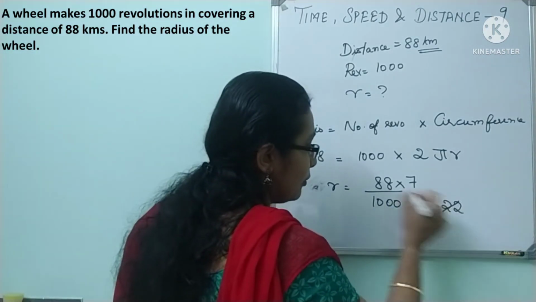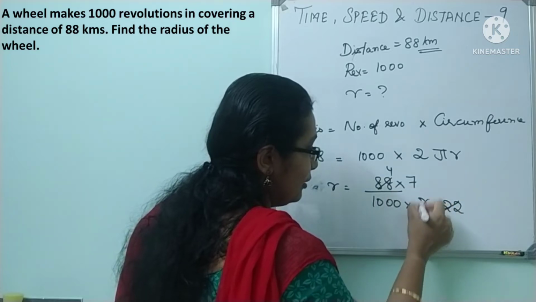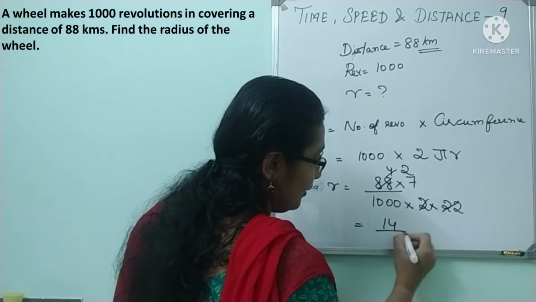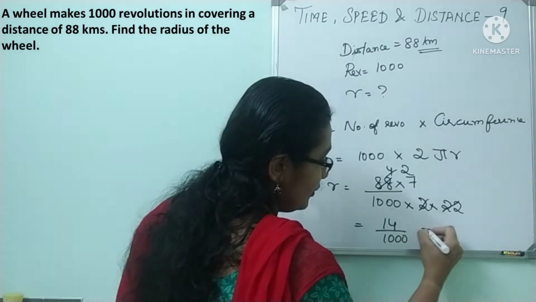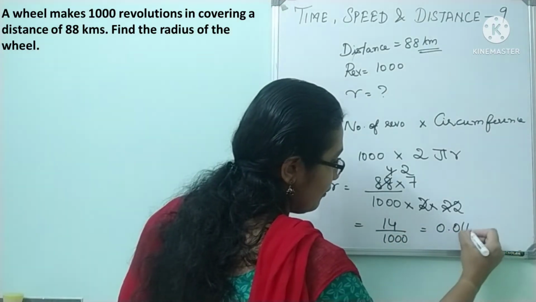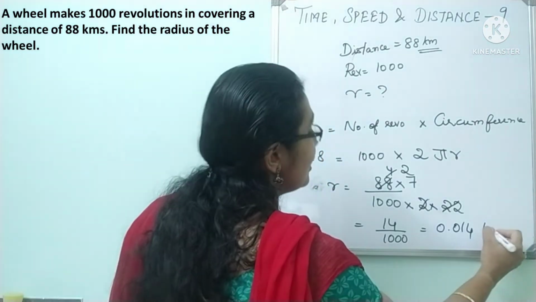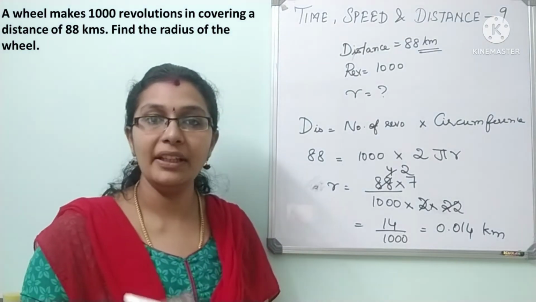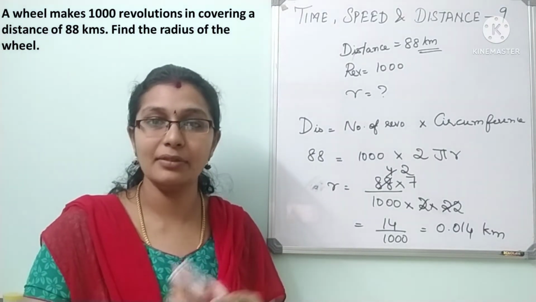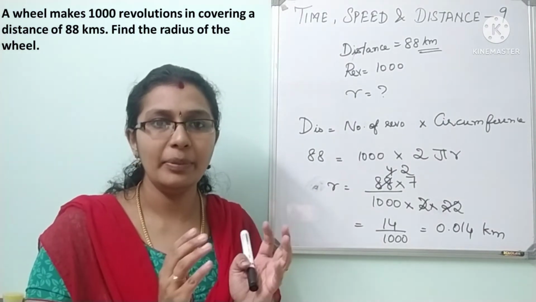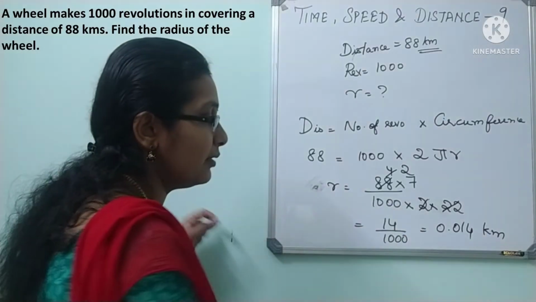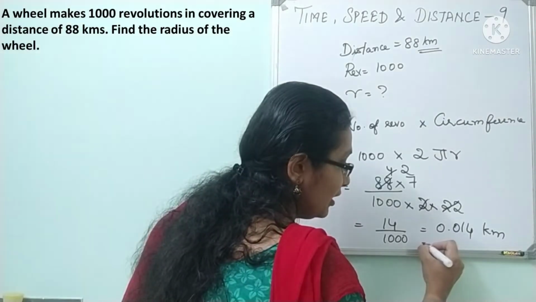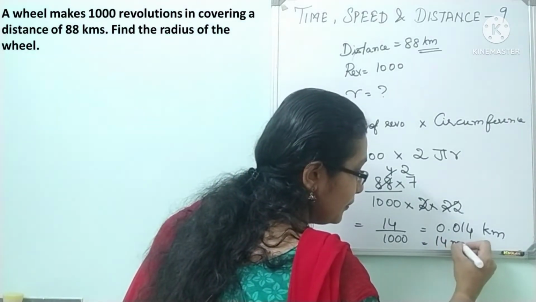Simply cancel it out. 22 4s are 88, 2 2s are 4, and 14 divided by 1000, which is equal to 0.014. Correct? This is nothing but kilometer. But you can simply think, always your wheel radius would not be in kilometer, right? It will be in meters. So you can convert this to meter. Kilometer to meter, you will have to multiply it by 1000. So on converting, we get it as 14 meters.